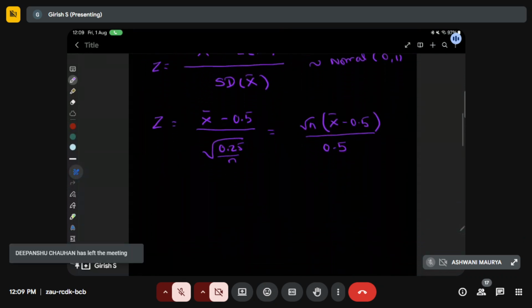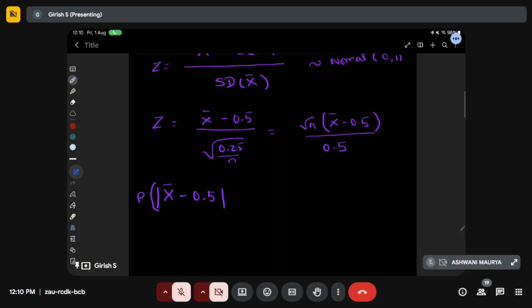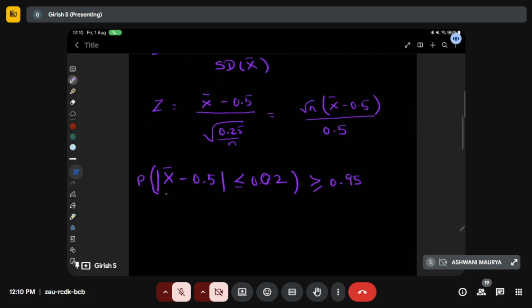Now I will formulate the question in this way. What they are asking is that the average number of hits obtained differs at most 0.02 from 0.5. So that is nothing but the probability of the modulus of x bar minus 0.5 being at most 0.02, is at least 0.95. This is the average number of hits. It differs from 0.5 by at most 0.02 with probability 0.95.